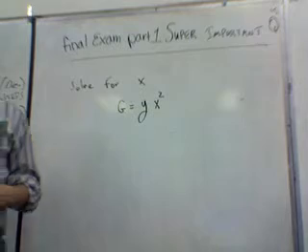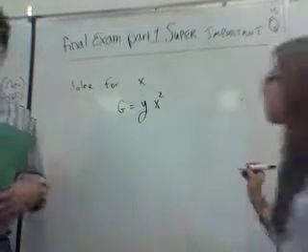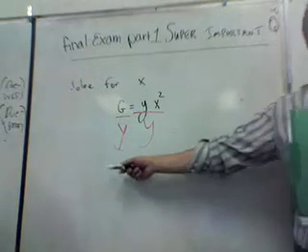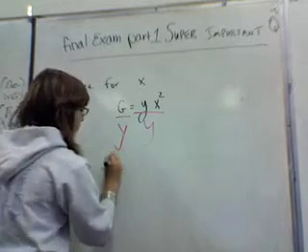Yeah, so you subtract y. Subtract y? Not exactly, but what would you do? Divide by y. Sorry. Go ahead, divide by y. There you go. So you divide by y. Now we're left with g over y equals x squared.